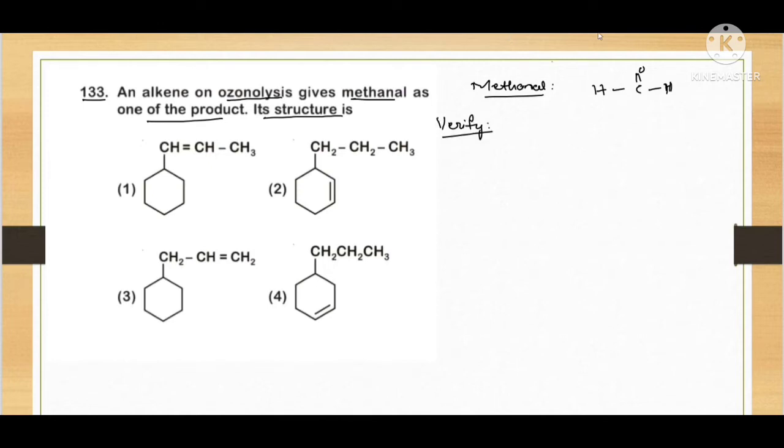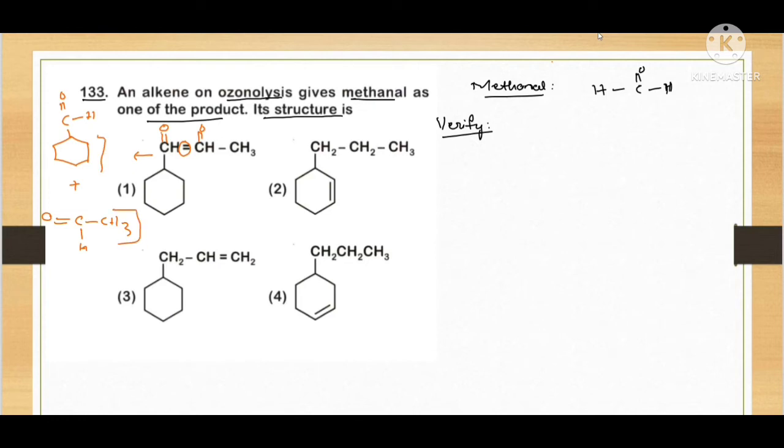Here I am explaining a simple trick for ozonolysis on an alkene: remove the double bond and add oxygen on both sides. Then it becomes C double bond O bond oxygen plus C double bond O bond hydrogen bond CH3. You simply remove the double bond and add oxygens on both sides. It will become this one.